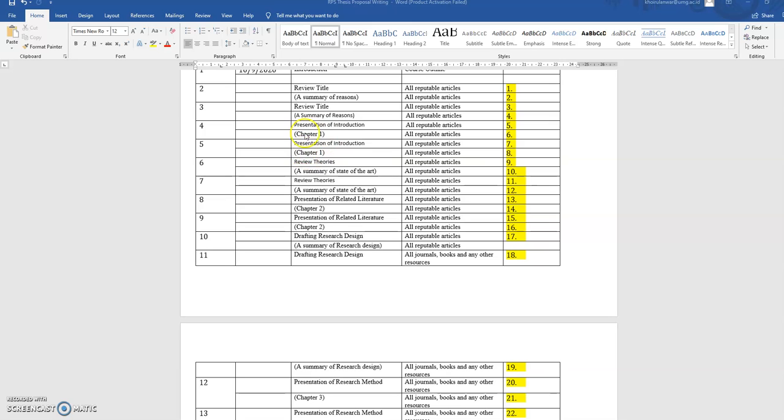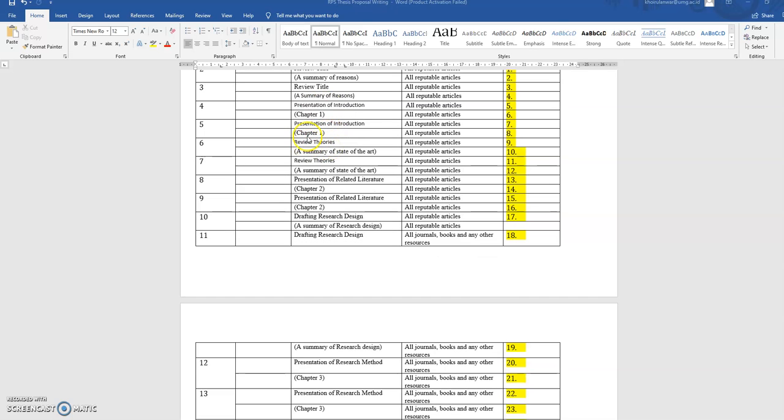Then we continue with the presentation of the introduction. We also need two meetings for chapter 1. The resource for making chapter 1 is actually the previous two meetings of reviewing and drafting. Then you complete the introduction in the other two meetings, so you rewrite and complete more, turning the summary of reasons into an introduction.